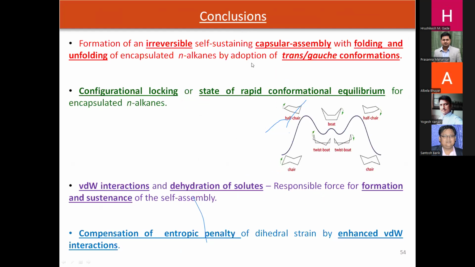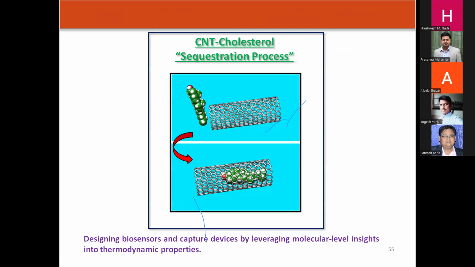So there are certain conclusions which I already explained, like it's an irreversible assembly which is formed. Depending on the size of host and guest, you can either have a conformationally equilibrated structure or a locked structure. Both of them are possible, along with the energetics of this particular structure. The third project, an interesting one which I did, was based on encapsulation of cholesterol inside a carbon nanotube.